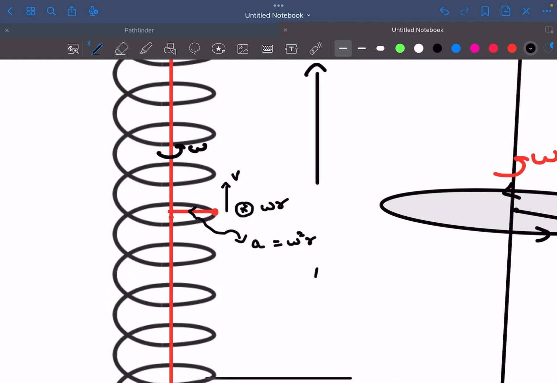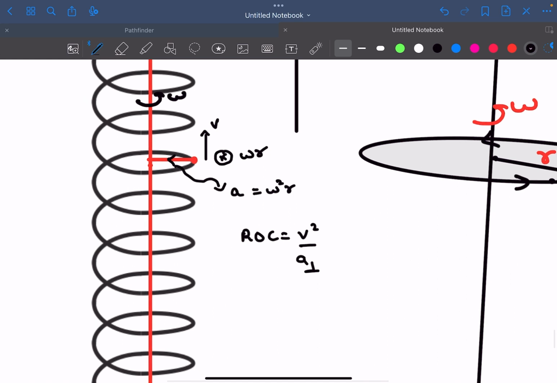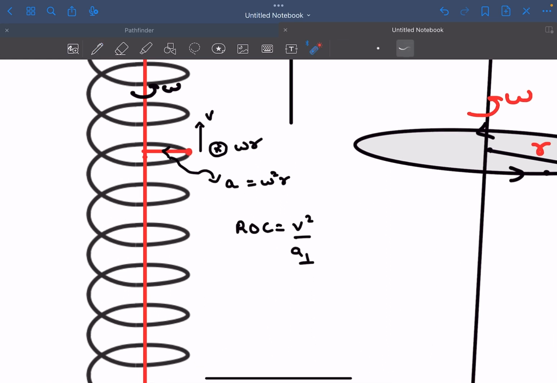If I want to find the radius of curvature of a curve at any point, all I have to do is find the net speed at that point, square it, and divide it by the perpendicular acceleration at that point. First of all, what is the speed of this particle at this point? It has a component v up along the z cap and omega r into the plane. As these two velocity components are perpendicular, the net speed is going to be the square root of v squared plus omega r the whole squared.